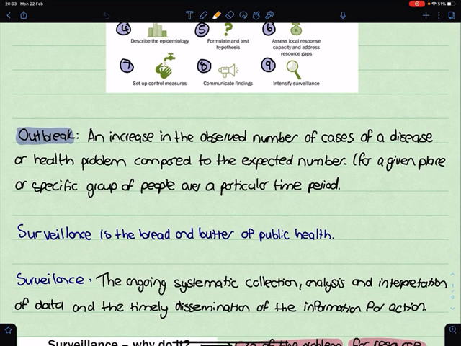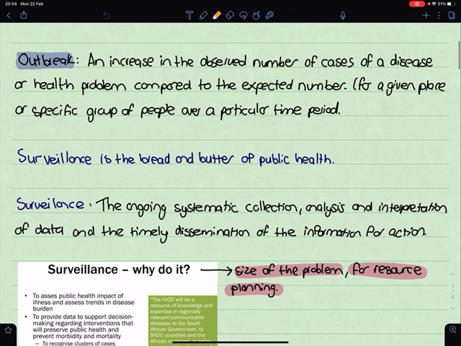So what is an outbreak? An outbreak is an increase in the observed number of cases of a disease or health problem compared to the expected number. It can be for a given place or a specific group of people over a particular time period. So it's just an increase of the observed number of cases when you compare it to the expected number of cases. So surveillance is the bread and butter of public health. Without surveillance, one would never know if an outbreak is actually occurring.